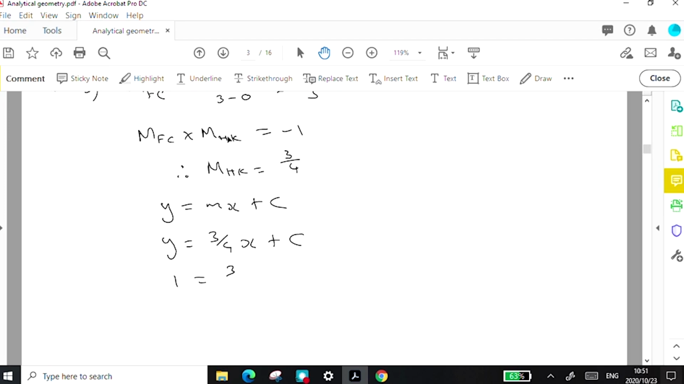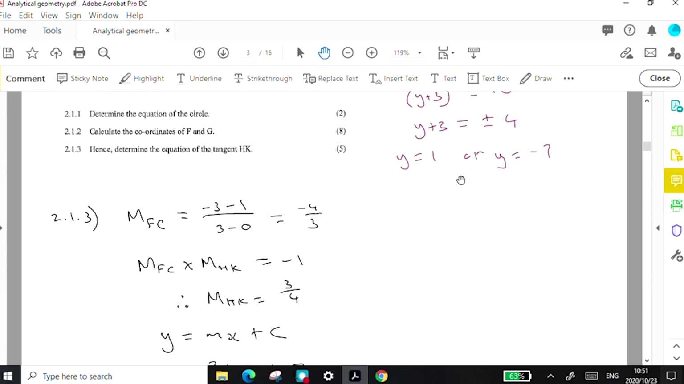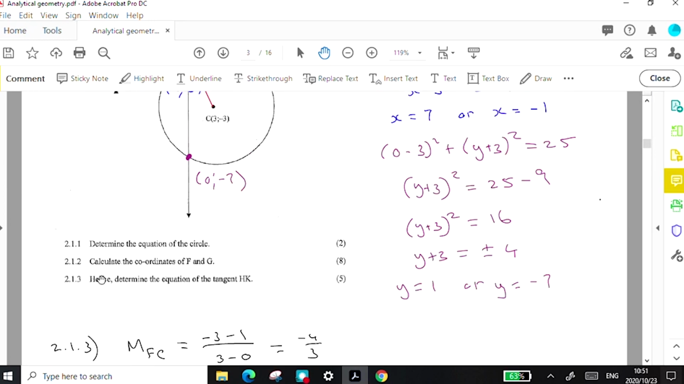1 is equal to 3 over 4 times 0 plus c, implying that c is equal to 1. So our equation should be y is equal to 3 over 4 x plus 1, which is the equation of the tangent line.